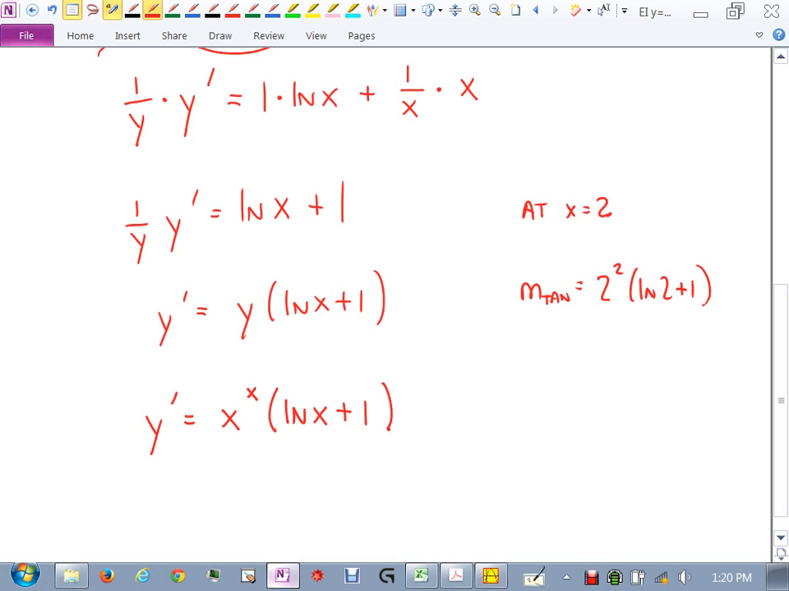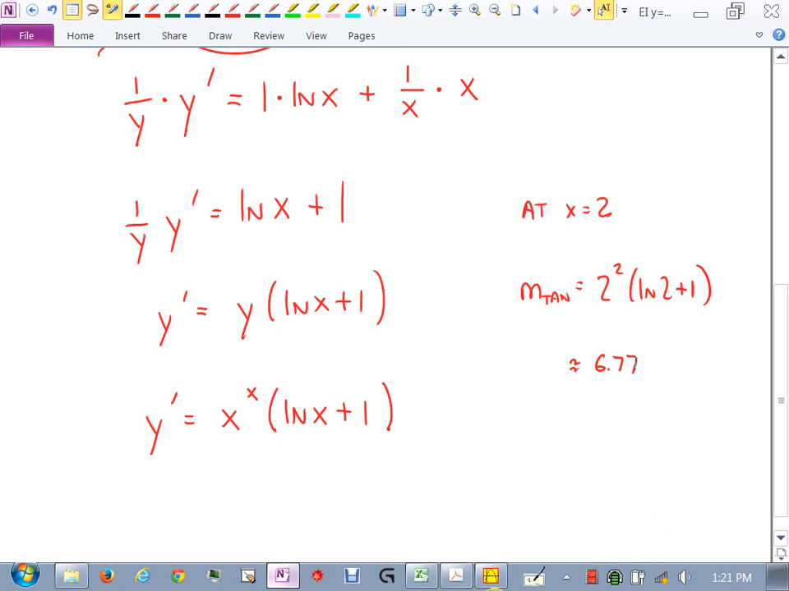If I say what's happening at 2, you come in here, 2 to the 2, and then I need my calculator, which you're already firing away there. Natural log of 2 is going to be a decimal, and then add 1 to it, and then times what? 2 to the 2 is 4, so 6.77? Approximately 6.77.